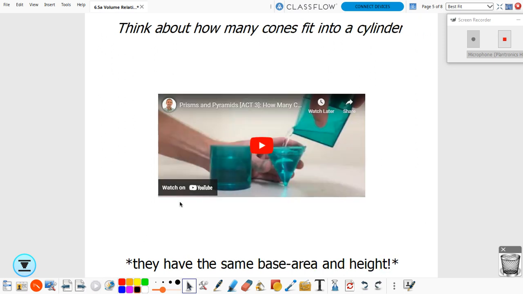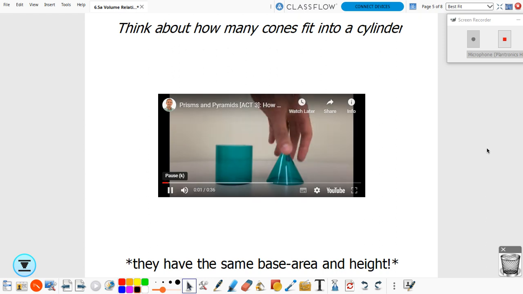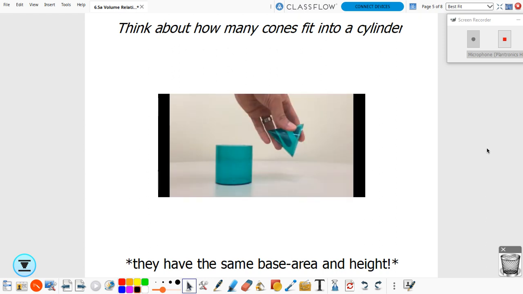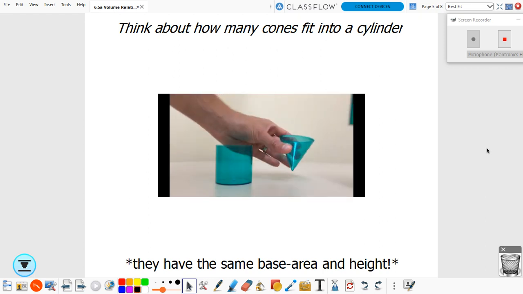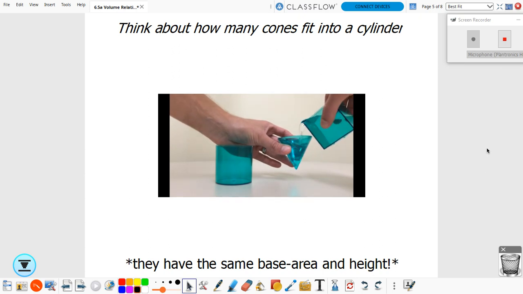What about cones and cylinders? A cylinder is sort of like a prism. I think it's like a circle prism, I guess. But then the cone would be like the circle pyramid, I suppose. So let's go ahead and see how many of these cones fit into the cylinder. Again, they would have the same base area and height. I think it's demonstrating the same base area and the height.